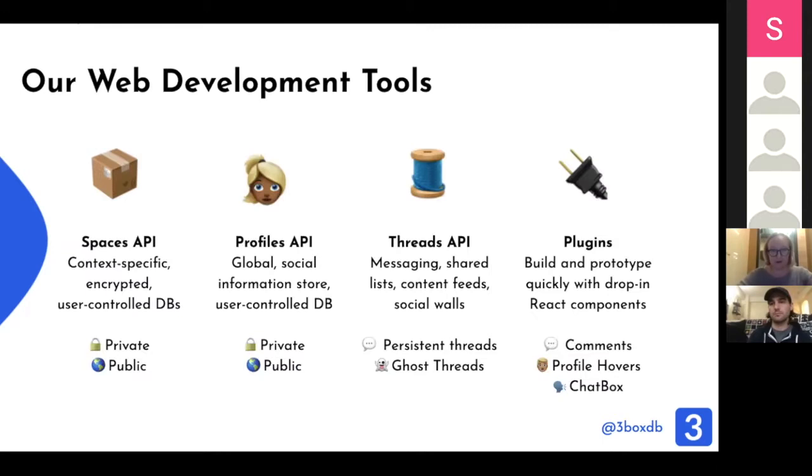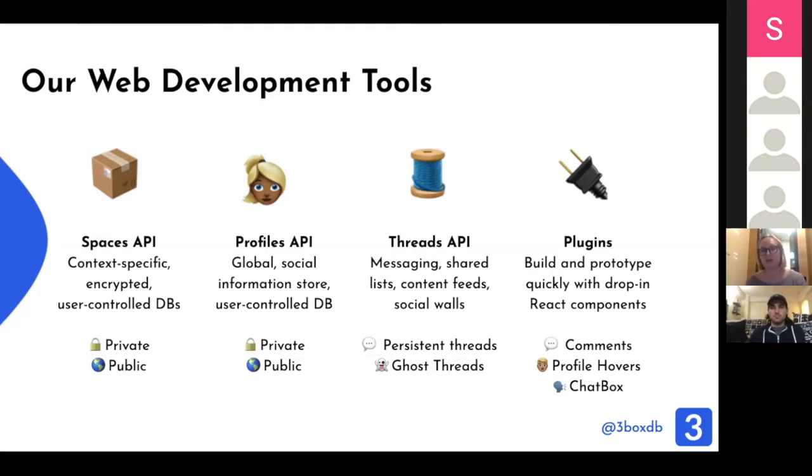Cool. So what have we got in our web development toolkit? Spaces API. I'm going to be showing you that in a minute. Spaces API is basically where you can store data in a context-specific location, and this can be either private and encrypted or public and stored in plain text. This will always be user-controlled storage. As we said, in 3box everything we do is about bringing users control and transparency over what's happening back to them.